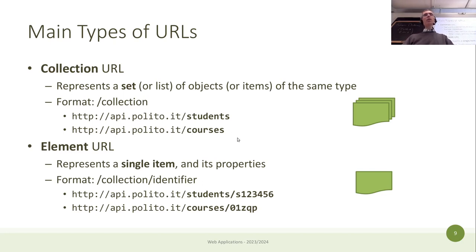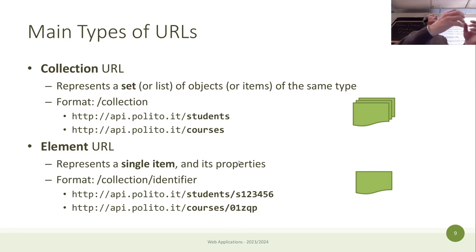Okay, employees or students, laptops, whatever you want. And then a single item is represented by the name of the collection and an identifier within the collection. Typically, every single item has a unique identifier. So you can use the name of the collection slash item ID. Like the matricula, the student ID for the students at the university, or the course ID for the courses, or the serial number for the laptop, or whatever you want, okay?